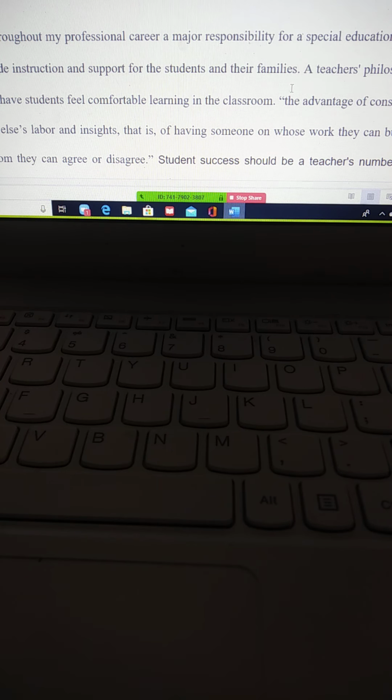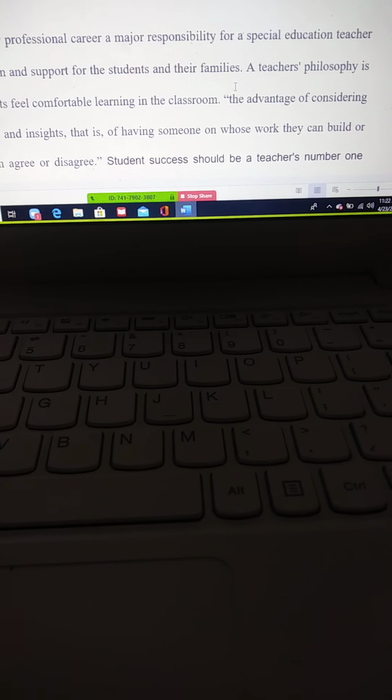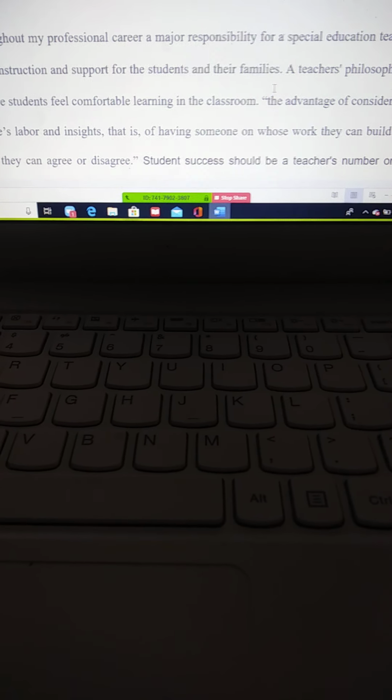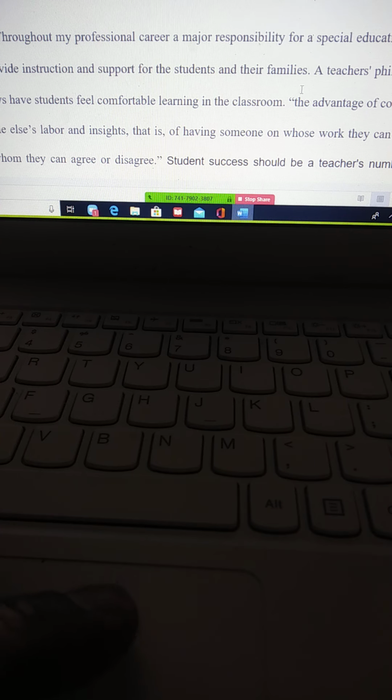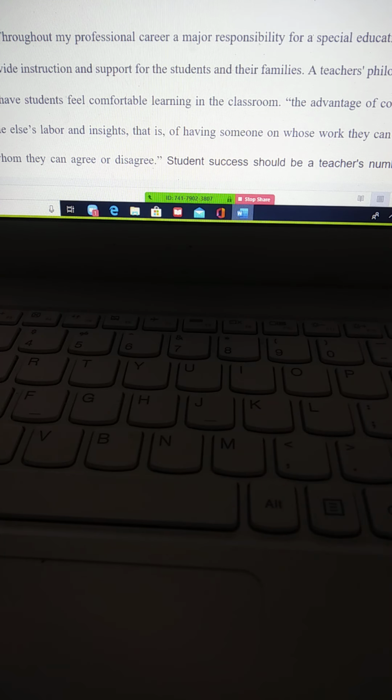Okay, good. Let's see. So a teacher's philosophy is to always have, right. So I'm just adding is, and a. So you see what I changed there. So a teacher's philosophy is to always have students feel comfortable learning in the classroom. It's still not right. It should be a teacher's philosophy should be to always.